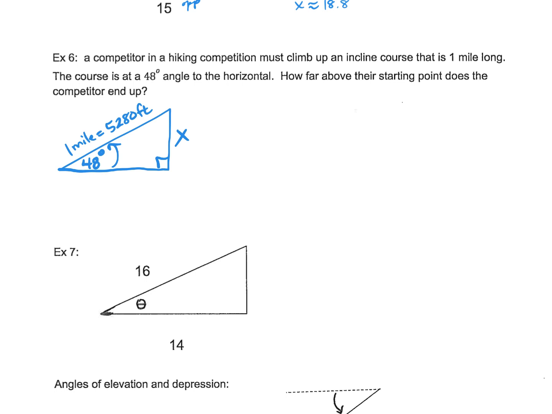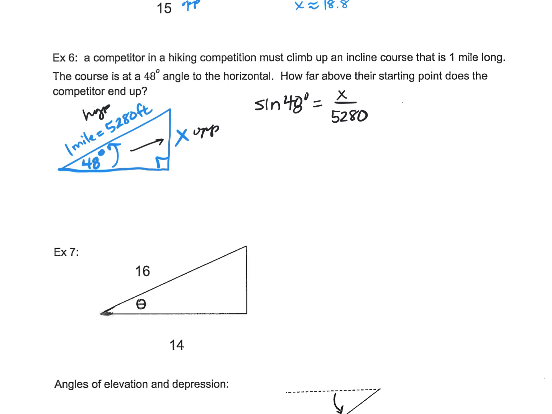So label your sides and tell me what we're using: sine, cosine, or tangent. Why sine? Okay, so we've got opposite here and hypotenuse here. So we're using sine. Sine of what? 48 degrees is equal to X over 5,280. Feet makes more sense, doesn't it?